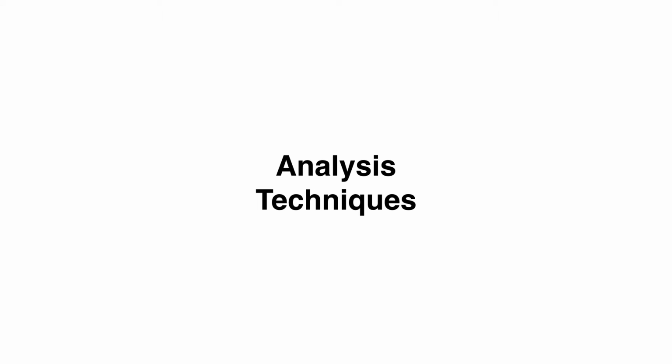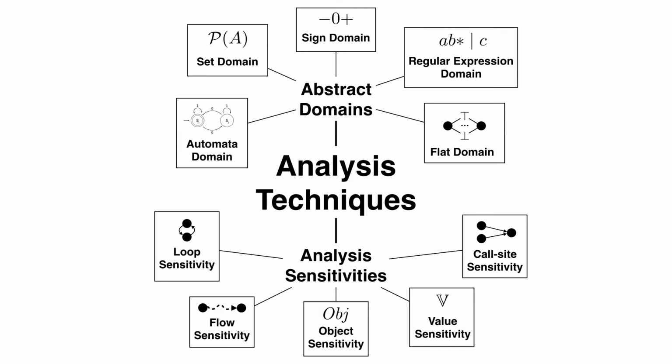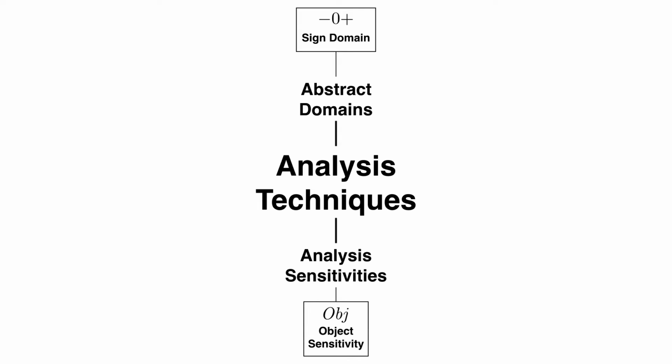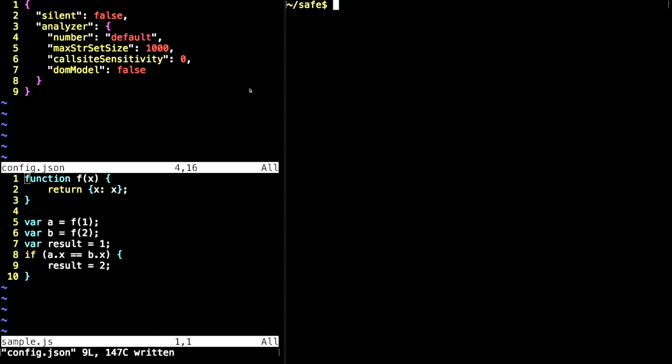There are various analysis techniques in the world, such as abstract domains and analysis sensitivities. Analyzer developers may want to select those techniques and to configure them freely. But current analyzers support only fixed analysis techniques or change them with recompilation of analyzers. However, SAFE2 supports JSON format configuration of such techniques, so we can easily change the techniques at runtime.